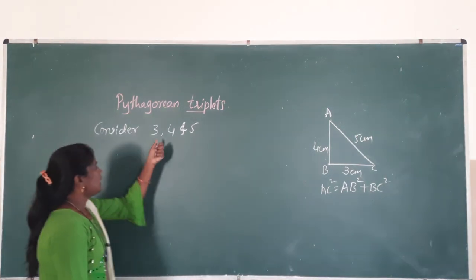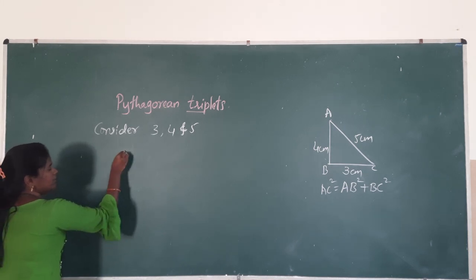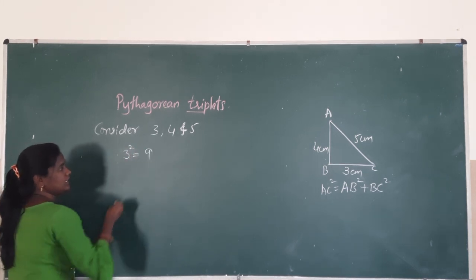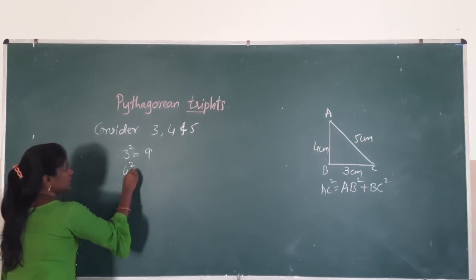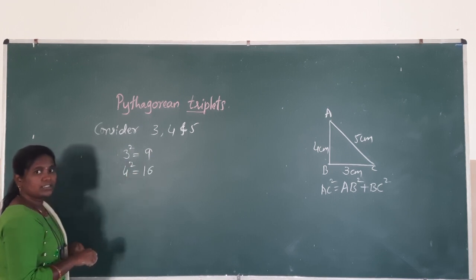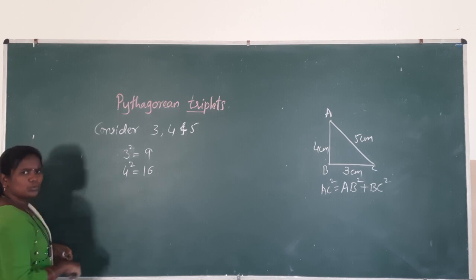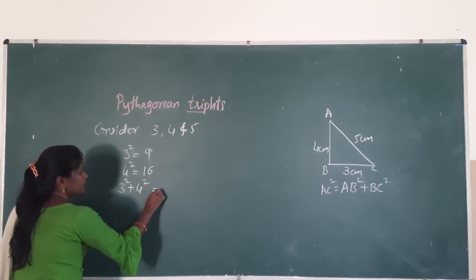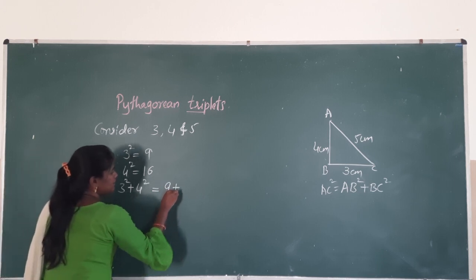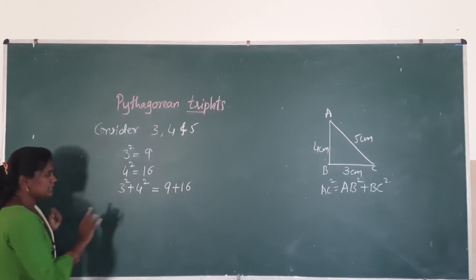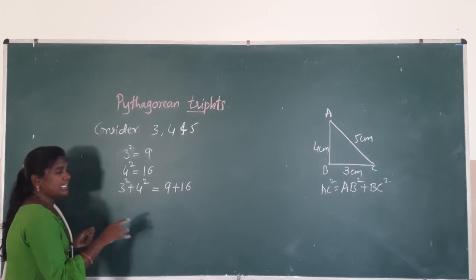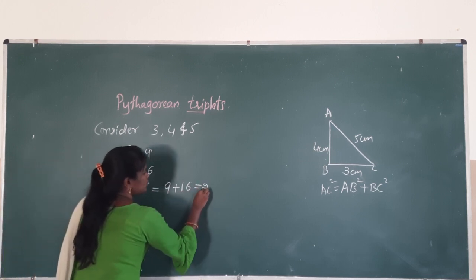Now, see here. 3 square is 9. 4 square is 16. Now I want to add these two squares. That is 3 square plus 4 square, equals 9 plus 16, which is equal to 25.